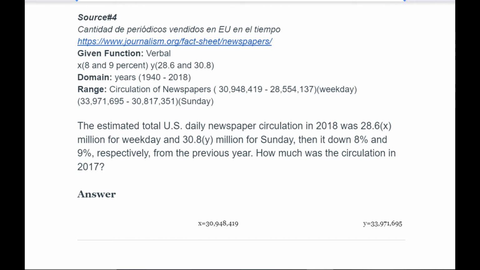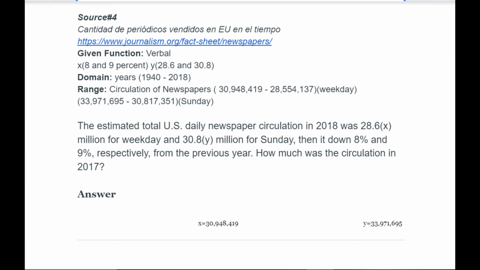The domain is the years 1940 to 2018, and the range is the circulation of newspapers. The estimated total US daily newspaper circulation in 2018 was 28.6 million for weekday, which is X, and 30.8 million for Sunday, which is Y. Then it went down 8% and 9% respectively from the previous year. So how much was the circulation in 2017?